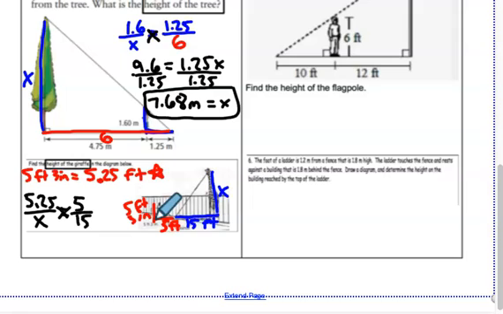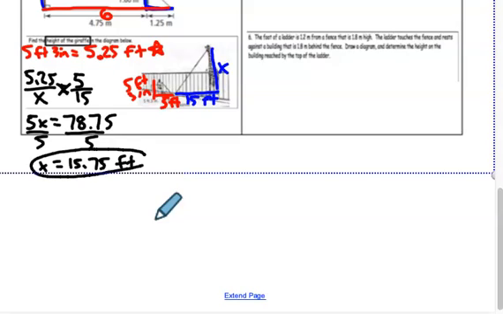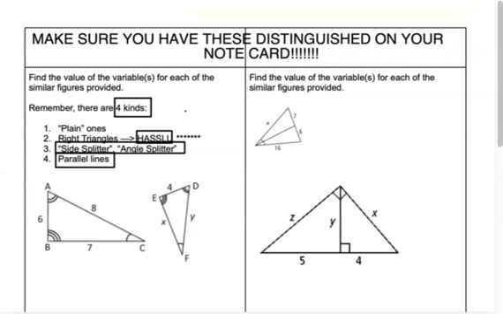We're doing 5 times x, and we're doing 5.25 times 15, which is 78.75. We're dividing that by 5, and the giraffe is 15.75 feet tall. If we wanted to put that back into inches, we could. That would be 15 feet, 9 inches. Sorry, the picture didn't go in great. Hopefully it looks better on your copy.